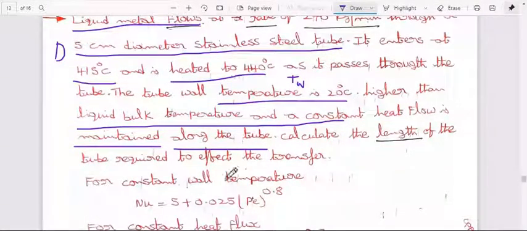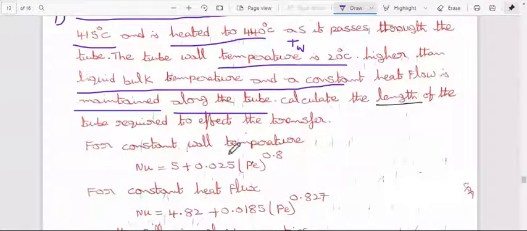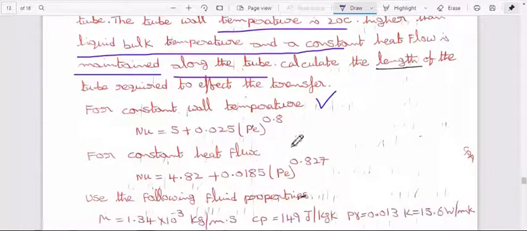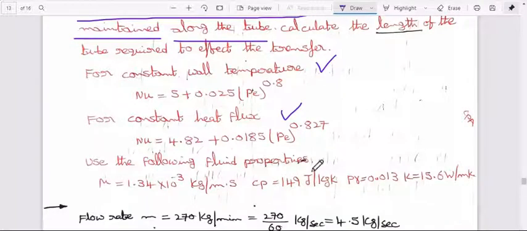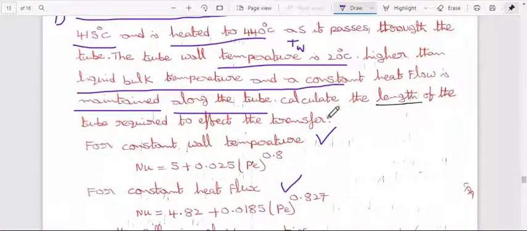Calculate the length of the tube required to effect the heat transfer. So here the constant wall temperature formula is given and the constant heat flux formula is given, and the property values mentioned in the question are the mu value, Cp value, Prandtl number value and k value. So how can you calculate this?